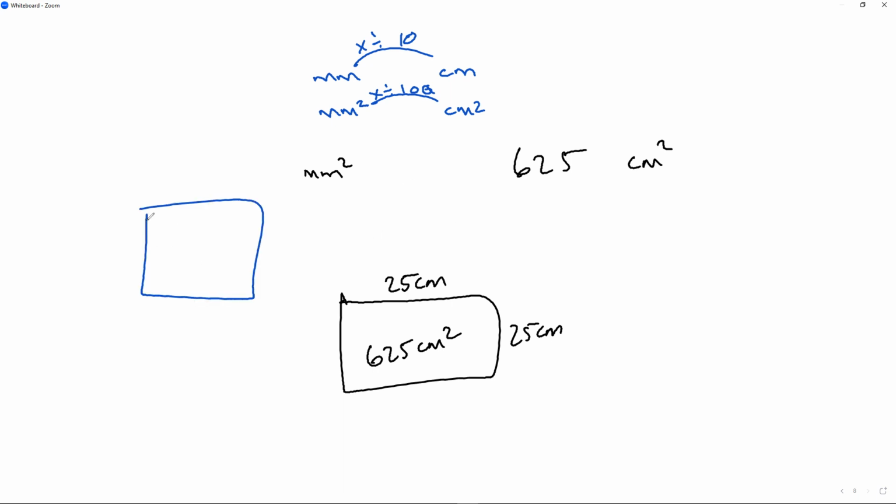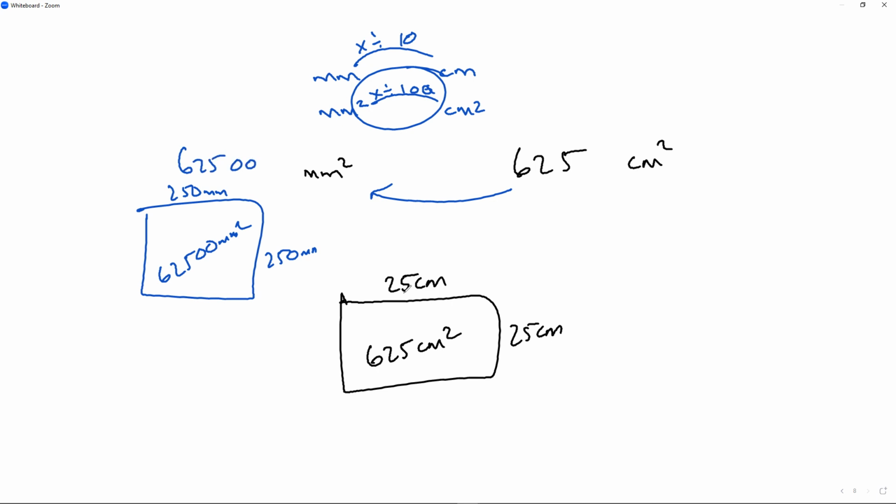In other words, if I have to redraw the millimeter component of the square, 25 centimeters, remember, is 250 millimeters. This is 250 millimeters, which means this will be 62,500 millimeters squared. So, in other words, going backwards, multiply by 100 to get millimeters squared.